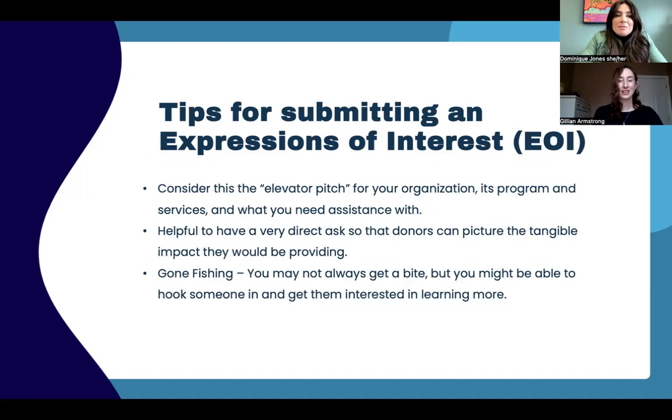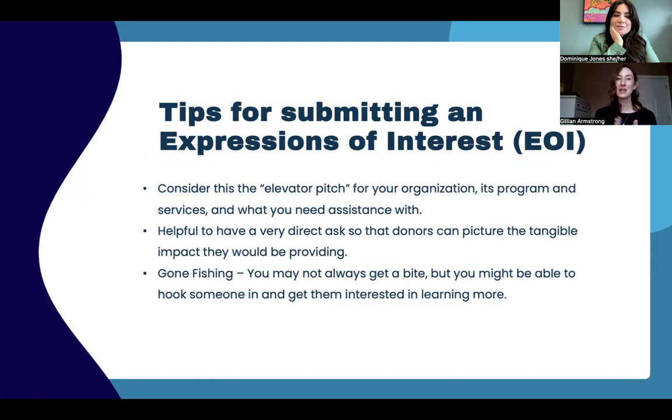And so, with all that in mind, we have a couple of tips or best practices for submitting an expression of interest and what that process looks like. You should really consider this more of an elevator pitch, and that could be for your organization, for its programs and services, or what you are specifically looking for assistance with.